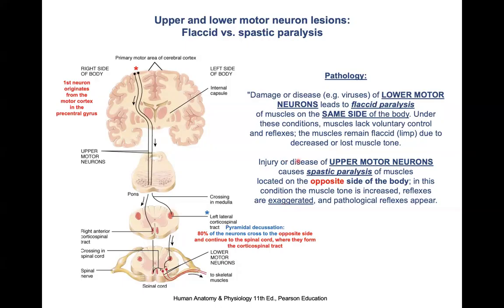So if we have injury or disease of the upper motor neurons, there's no way we can modulate the activity of the lower motor neurons. This results in exaggerated or pathological reflexes, hyperreflexes. I hope this was helpful.